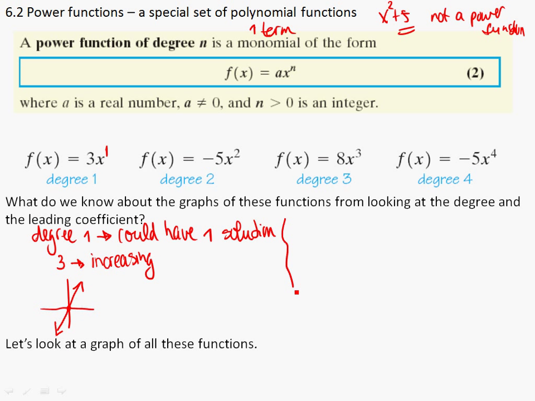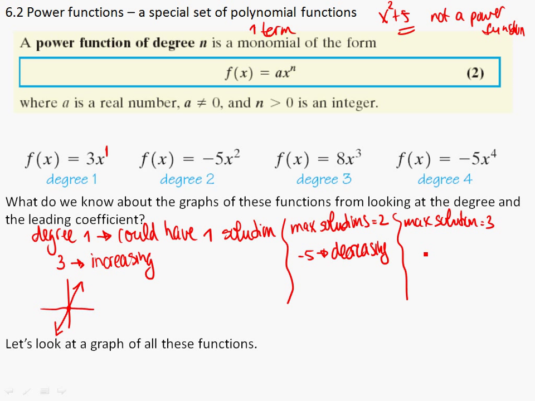Yeah? So the second example, degree 2. Maximum solutions is 2. The negative 5 makes it decreasing. So it's going to go down on the right side. So degree 3, the maximum solutions is, could have had 3. 8 makes it go up. So increasing and up, we call the same thing. And I'm out of room a little bit, but this 4, so that's the maximum number of solutions. And then the negative 5 makes it go down.